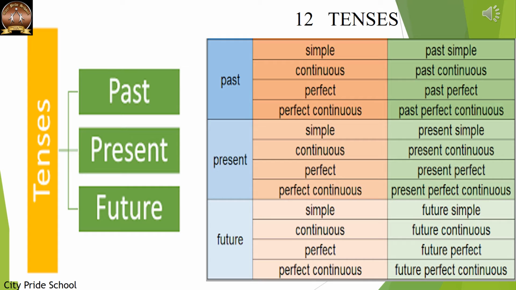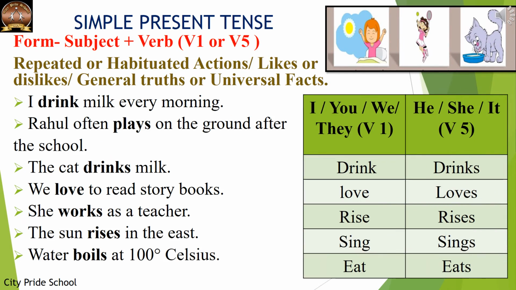But in this chapter, we are going to discuss only simple tenses. So let's begin with the first tense, that is simple present tense. Simple present tense talks about repeated or habituated actions, likes or dislikes, general truths or universal facts. We form simple present tense with subject plus verb, but the verb should be V1 or V5.